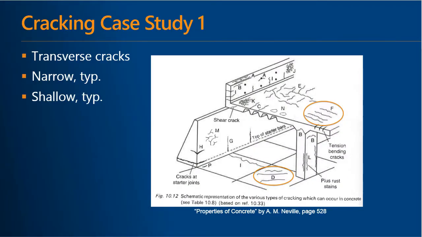Okay, so we're going to go through four examples now. This is our first example. We're going to talk about cracks that you will see in the field that are typically transverse to the direction of placement or the direction of travel. They're typically narrow and they may appear shallow, although you may not really be able to tell their depth just looking at the surface of an element. And they may appear as cracks highlighted in the image here.